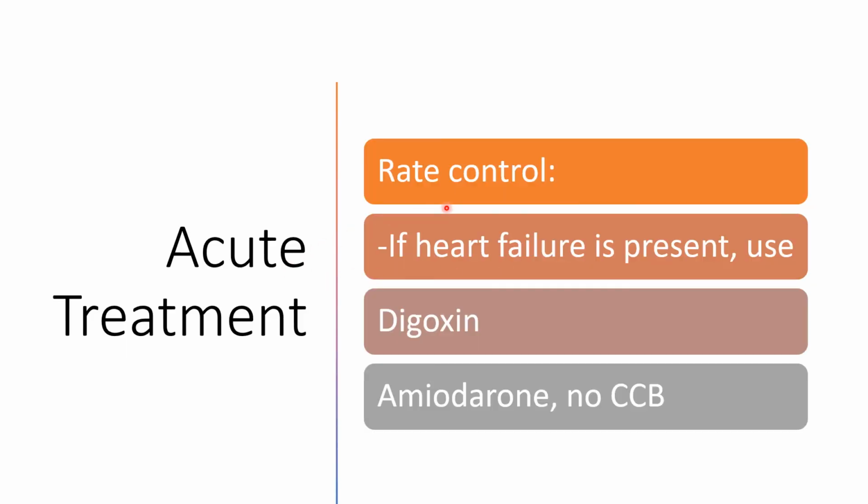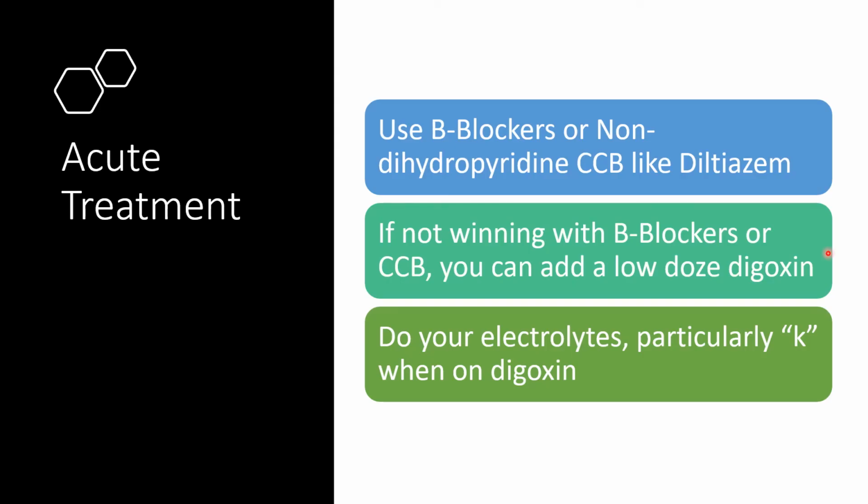For rate control, if there is a heart failure, we can use digoxin, amiodarone, but no calcium channel blockers. We can use beta blockers or non-dihydropyridine calcium channel blockers like diltiazem. If we are not winning with beta blockers or calcium channel blockers, we can add low-dose digoxin. We must do our electrolytes when the patient is on digoxin, and why? Particularly the level of potassium.